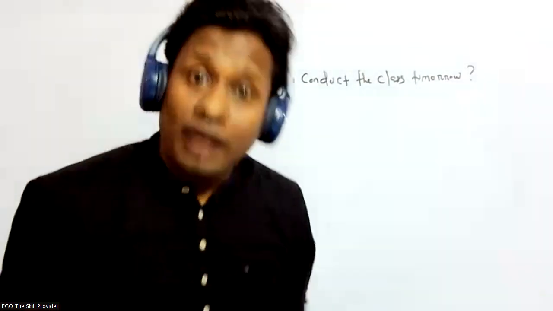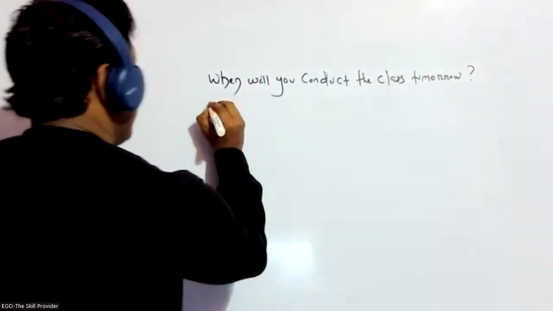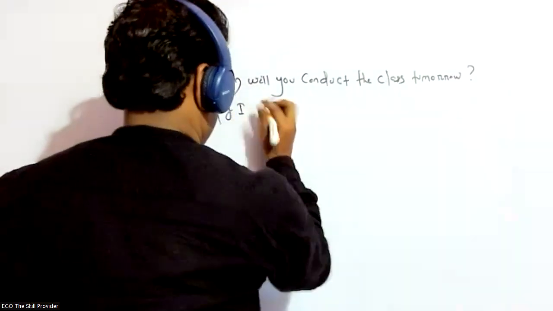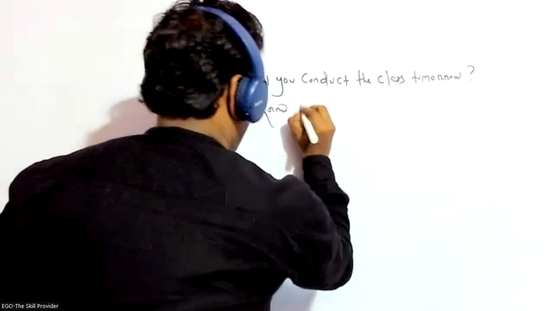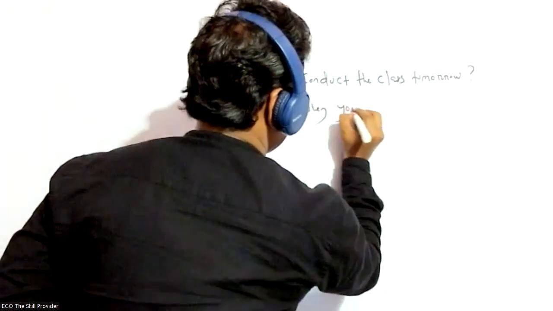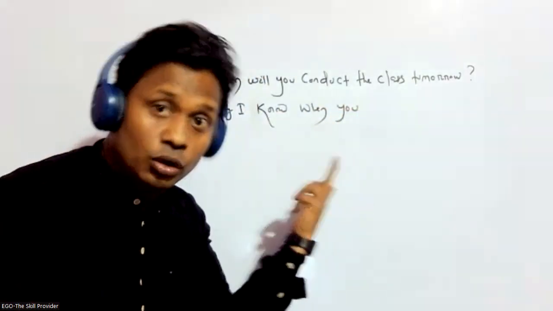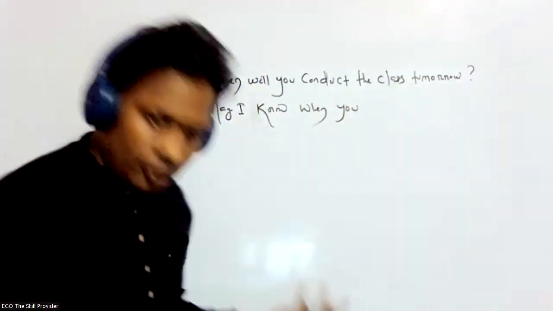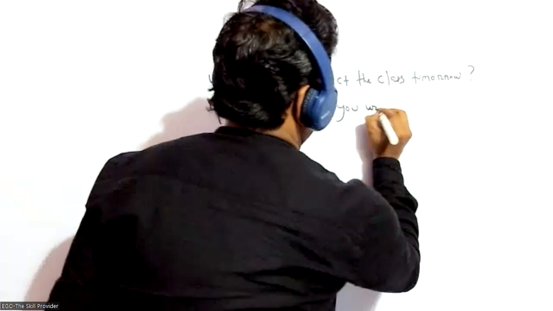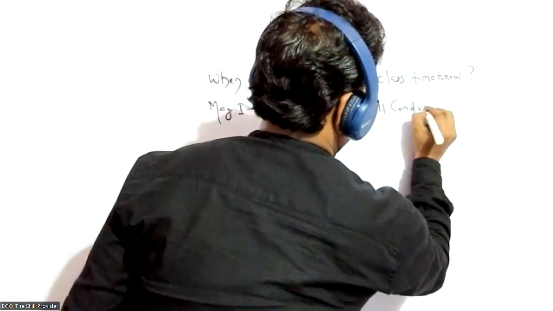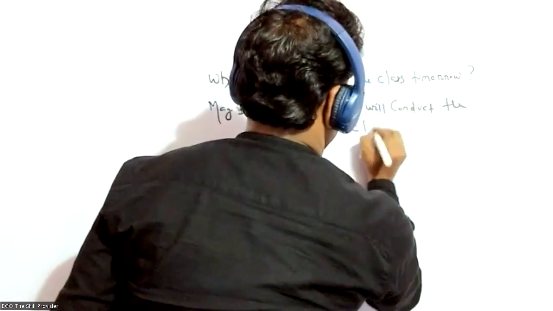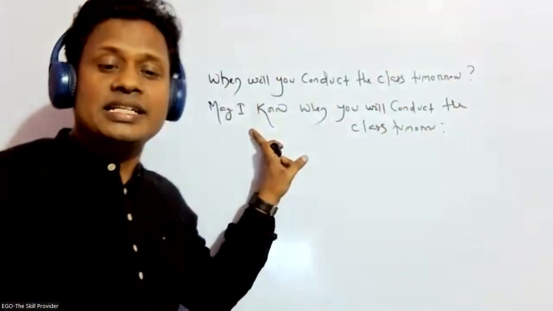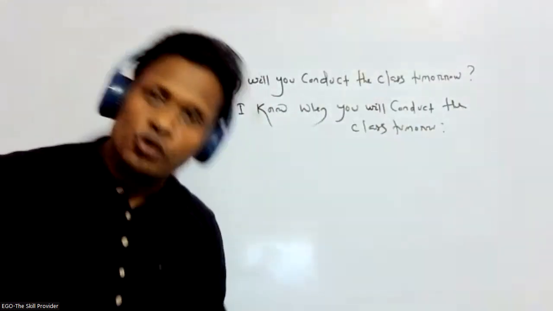Suppose you say, I would like to know that. May I know? When you? Then what will you write? You tell me. When you conduct the class. When you will conduct the class. Got it? Everybody? So this is something called the correct English you are supposed to learn.